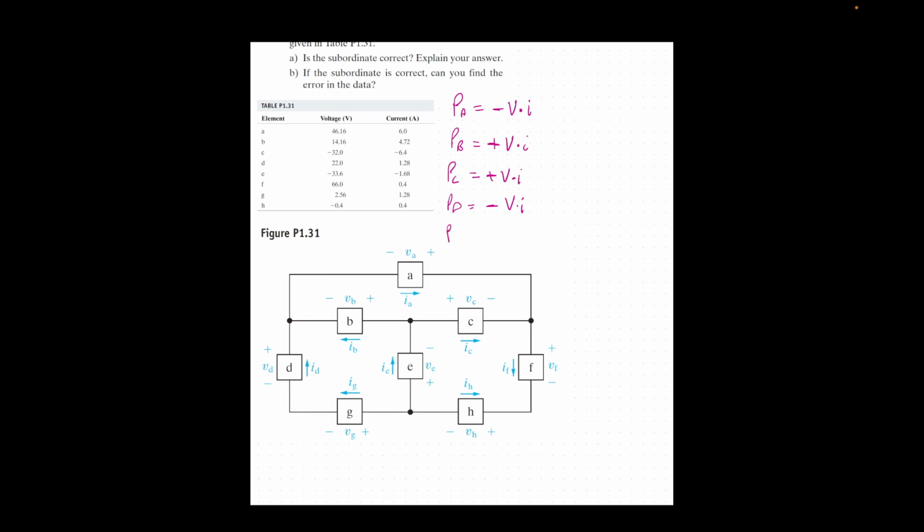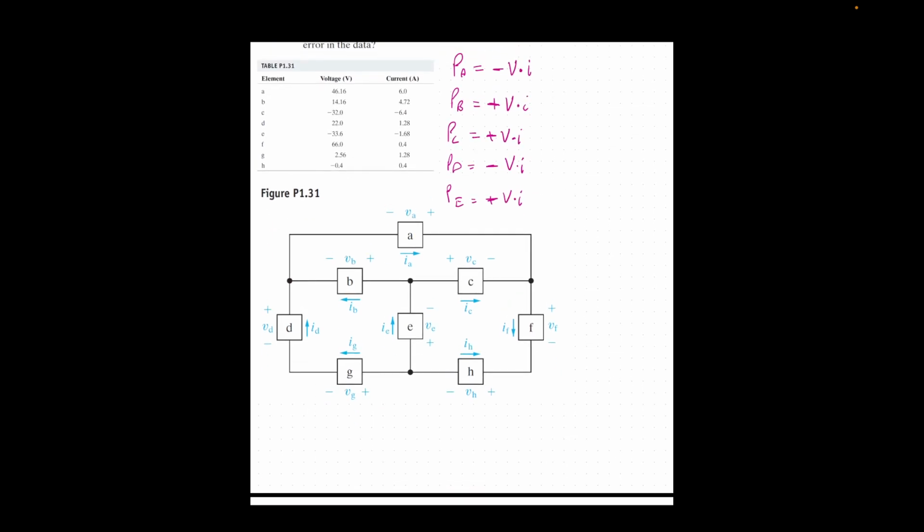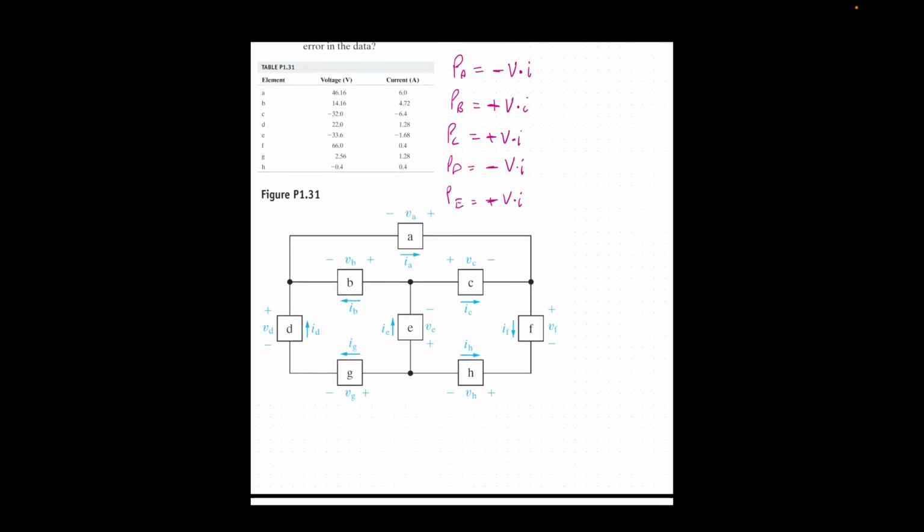Now, power for E. My power for E, I have my positive terminal and my negative terminal. My current IE flows from my positive terminal towards my negative terminal. Again, obeying passive sign convention, I'm going to have positive V times I. Continuing down, I'm going to have my power F. My power F is going to be going in the direction of a voltage drop. So I'm going to have my positive V times I.